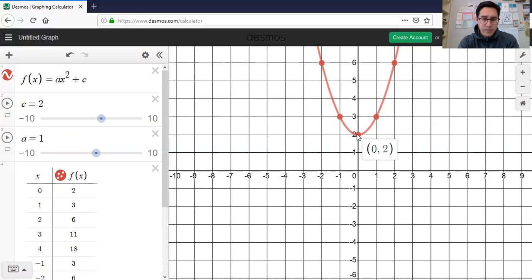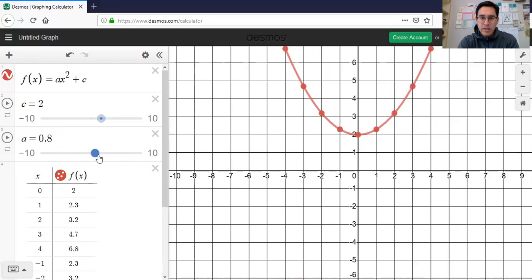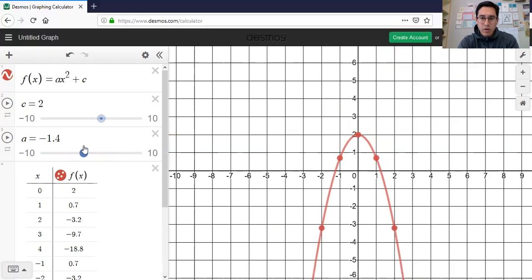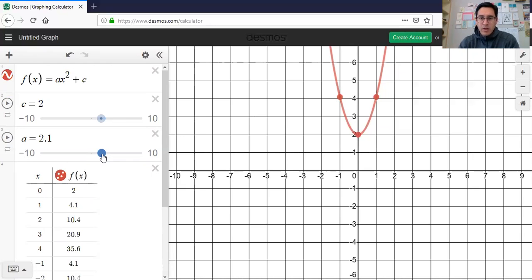It's the y-intercept. Okay. This a value, which is the coefficient in front of the x squared term, is going to stretch or shrink the parabola, right? It's going to stretch those points further and further away from the vertex up, or further and further away from the vertex down. Okay. All right. So that was just a quick demonstration on how the constant is related to the graph of the parabola, and also how the coefficient on the squared term relates to the parabola.